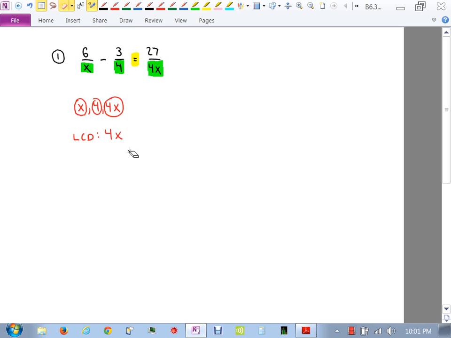And what I do is I multiply both sides of this equation by the LCD. So I take 4x, which is the same as 4x over 1. I multiply it times the left side. And then I do the same thing on the right side. So I take my 27 over 4x and multiply it times 4x over 1.